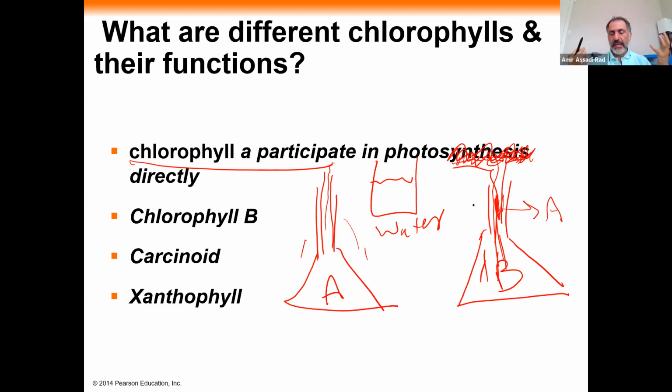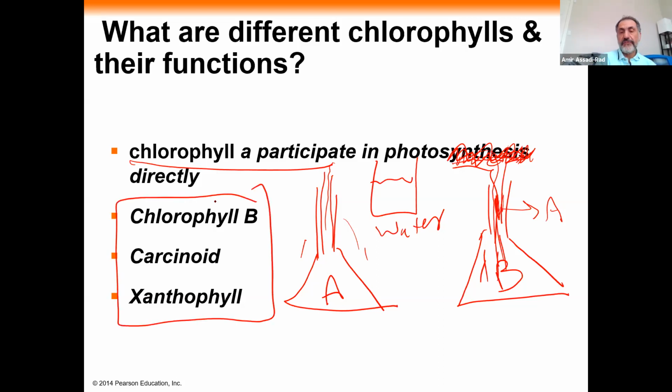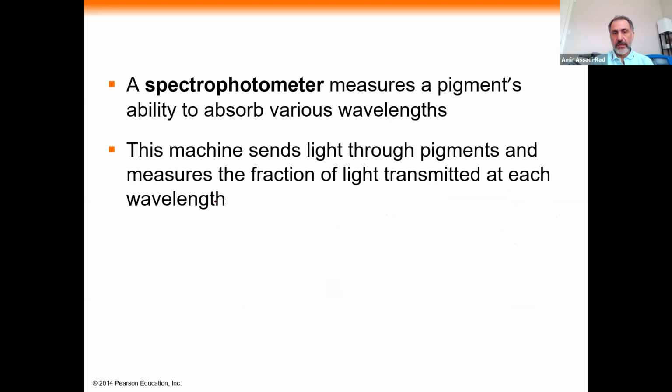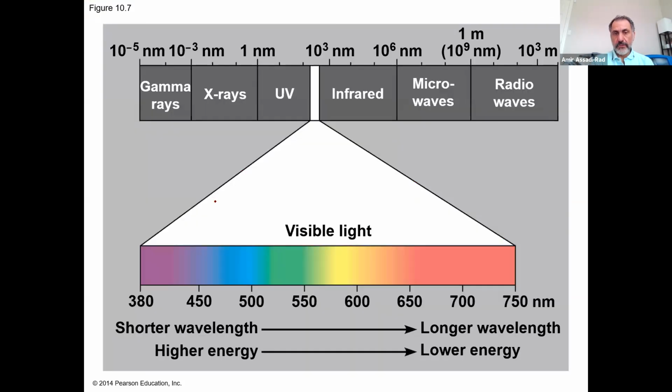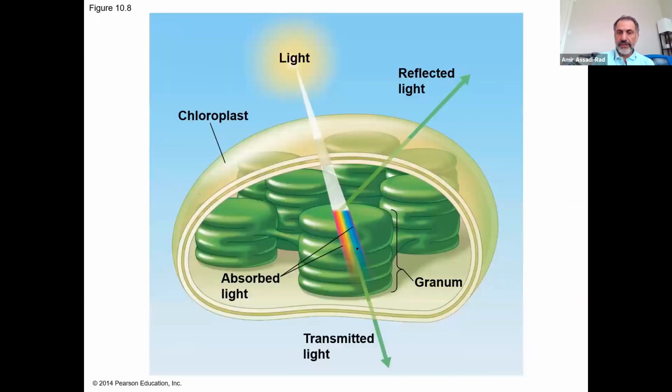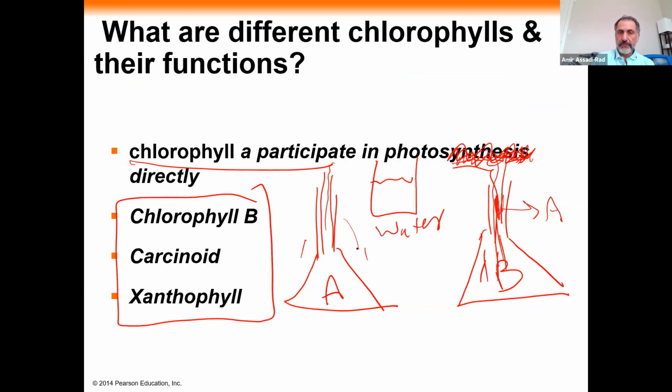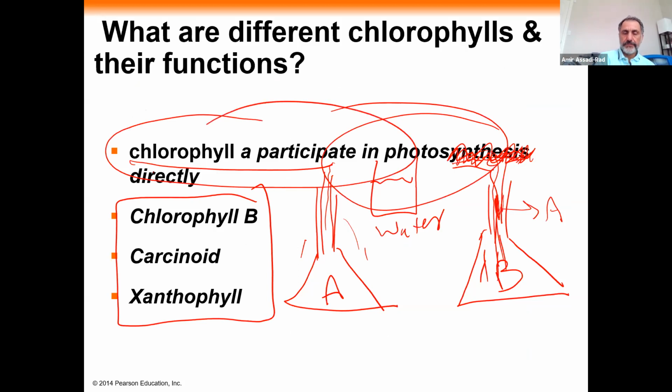And that's why the system is more efficient at absorbing light. These other pigments absorb other wavelengths of light. Where are you? Right here. Other wavelengths of light. Okay, they absorb these and they give it to chlorophyll A, right here. Okay. I hope I made some sense.